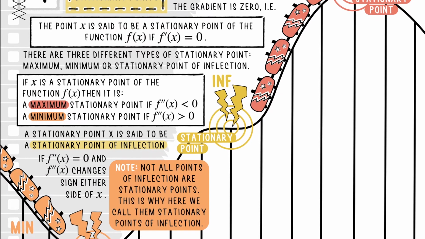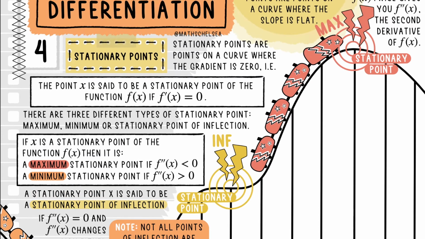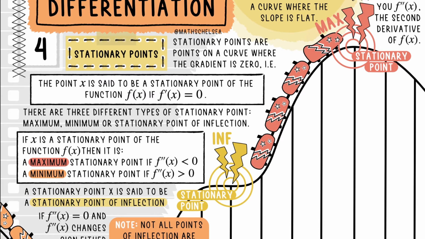So if you remember from previous worksheets, a curve going down like this would have a negative gradient. A curve going up like this would have a positive gradient. And where the curve is flat, horizontal, that would have no gradient. Stationary points are points where the slope or gradient is zero.